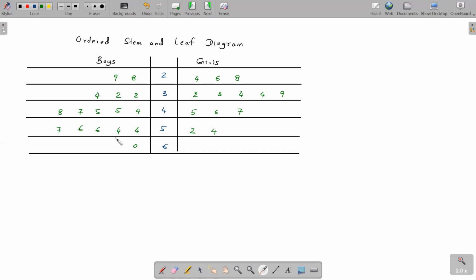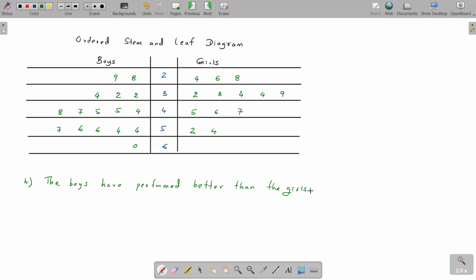Guys, can you see? So you just need to give a comment. So what would you give as your comment? The boys have performed higher or better than the girls. So just give a comparison. Okay, so just give us a small comment.